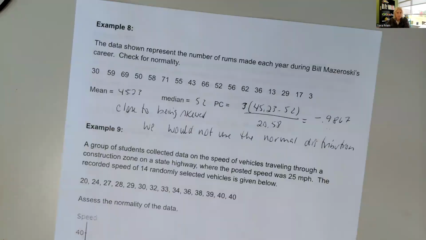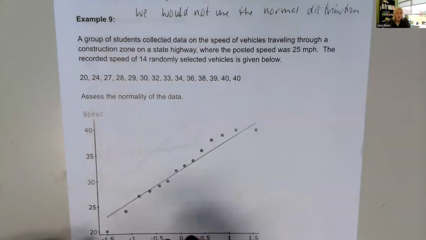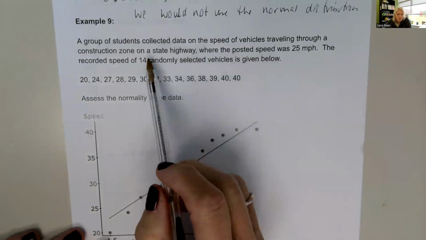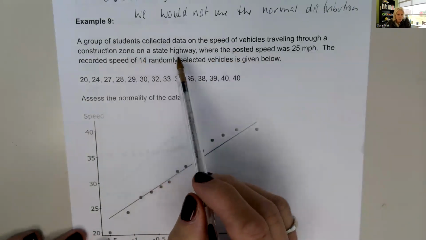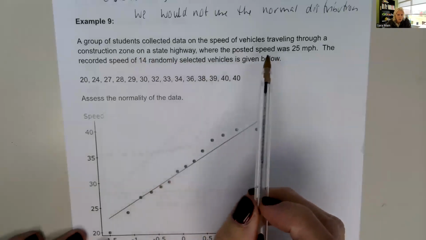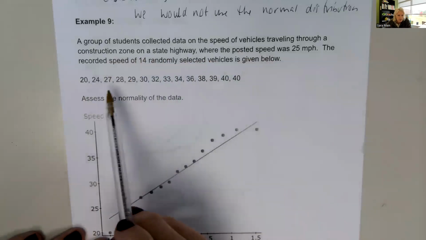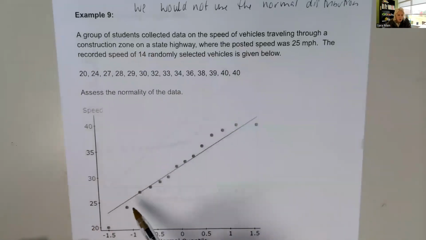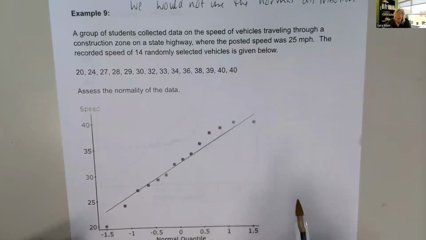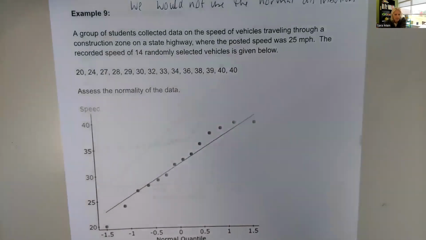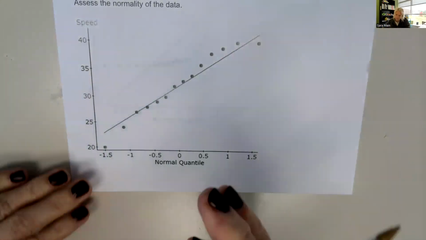Now, the last two examples are data with a normal probability plot. So it says a group of students collected data on the speed of vehicles traveling through a construction zone on a state highway where the posted speed was 25 miles per hour. The recorded speed of 14 randomly selected vehicles is given here. A normal probability plot was created in StatCrunch or Minitab and is displayed here.